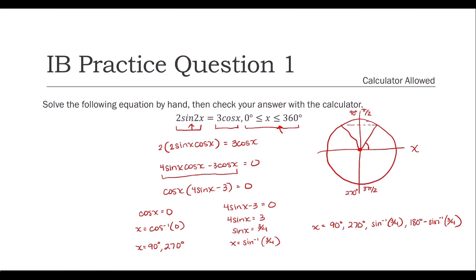So when you graph it, your first intersection will be where x is approximately 48.6 degrees. Your second one is where x is 90 degrees. Your third one would be where x is 131.4 degrees. And your final one is where x is 270 degrees. And if we did our inverse sine of 3/4, we would find that that's 48.6 degrees. And 180 degrees minus that is our 131.4 degrees. So this would be your answer to this problem.